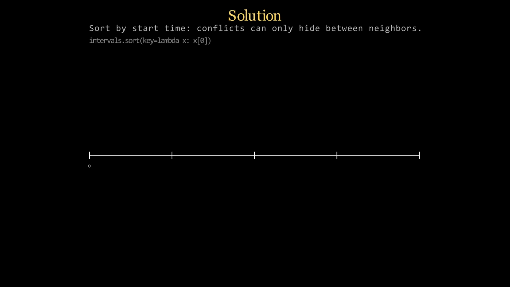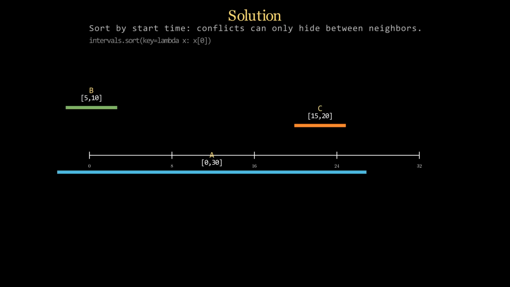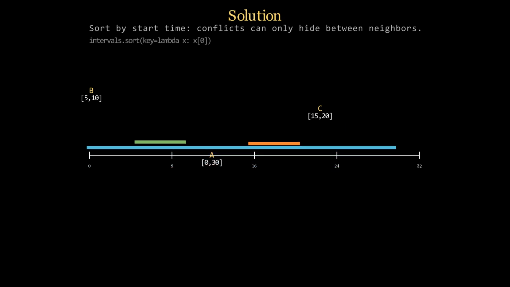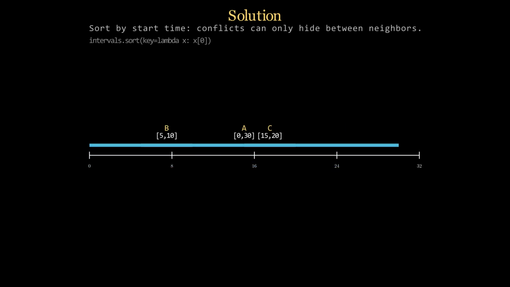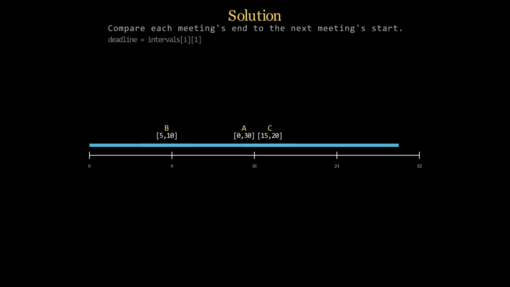First, sort by start time. Once meetings are in start order, any overlap must appear between two neighbors in that list, so you never need to compare non-adjacent meetings. Walk the sorted list.